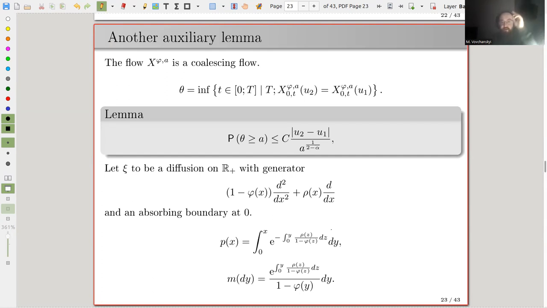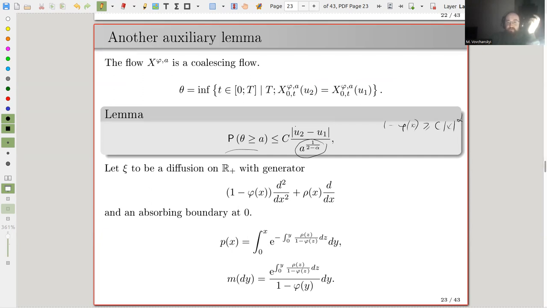We need to prove our additional lemma. For that, I will need another lemma. So I will first prove this other auxiliary lemma, and then we'll return to our main lemma. Let theta be the moment two particles in the flow meet, and then this holds. So we have here precisely a to the power of 1/(2-alpha), and alpha is such that the probability of x greater than this is at least c times modulus of x to the power alpha.